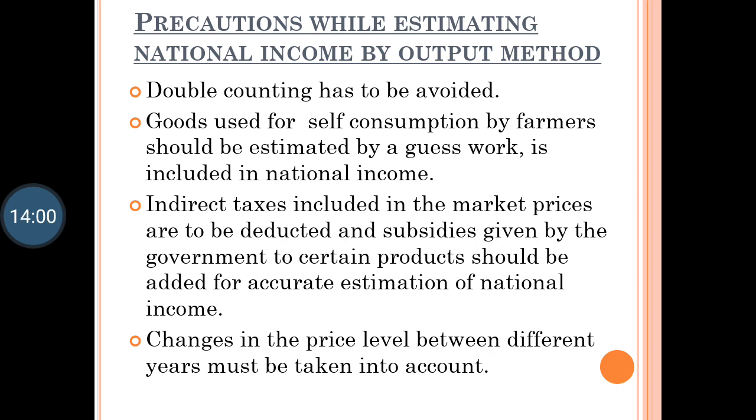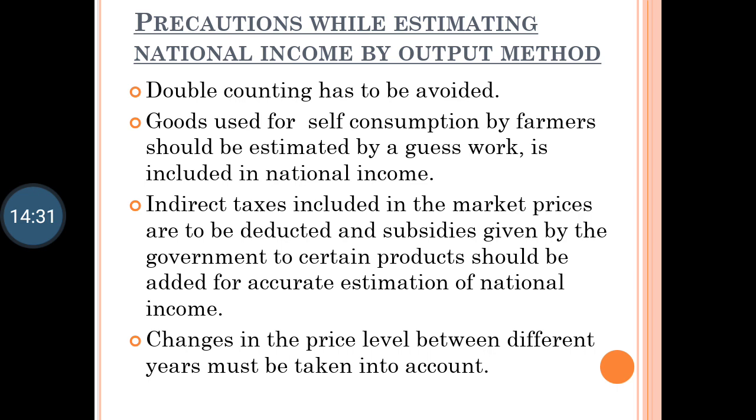Now there are certain precautions which we need to consider while estimating national income by the output method. First, double counting has to be avoided. That is obvious. Otherwise we are paying two times for the same product. Second, goods used for self-consumption by farmers should be estimated by guesswork and included in national income.